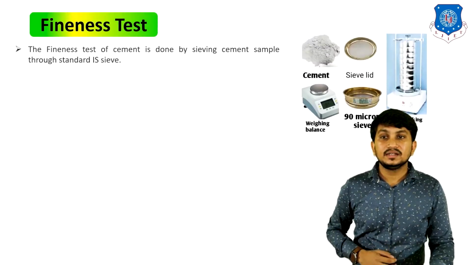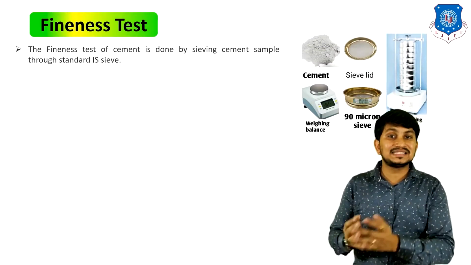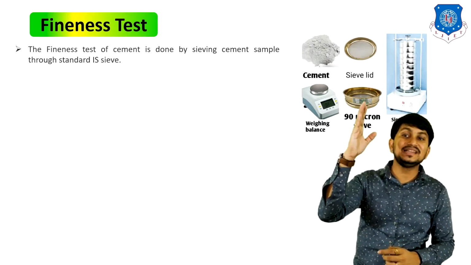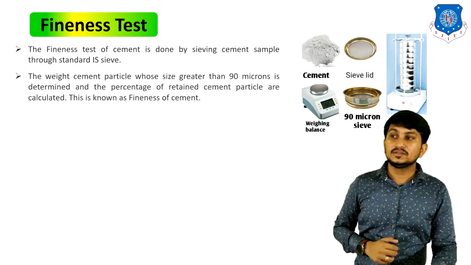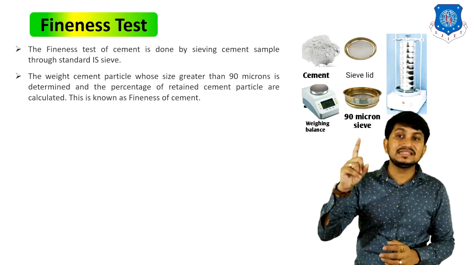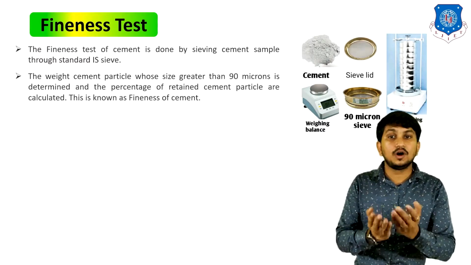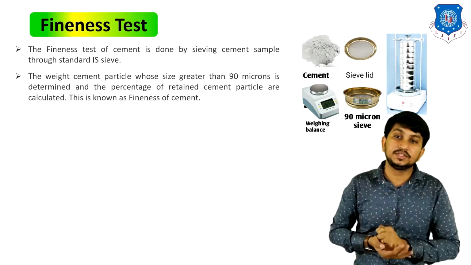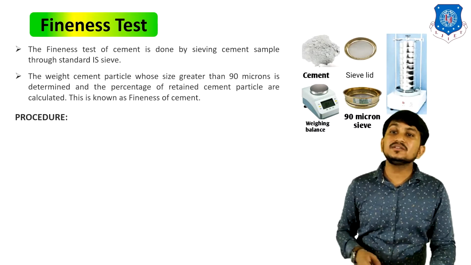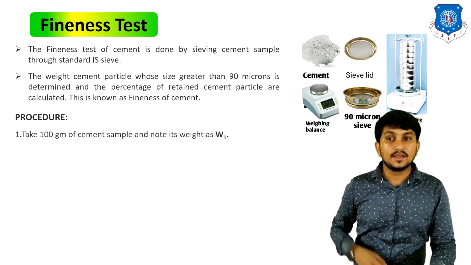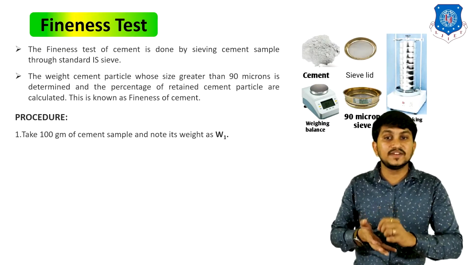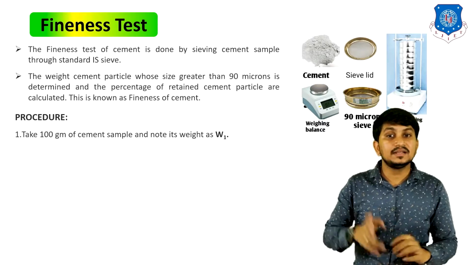The fineness test of cement is done by sieving a cement sample through a standard IS sieve. You can clearly see the IS sieve. The weight of cement particles whose size is greater than 90 microns is determined, and the percentage of retained cement particles is calculated. This is known as the fineness of cement. The procedure of this test looks like this. First of all, we have to take 100 grams of cement sample and note its weight, which is used as W1.